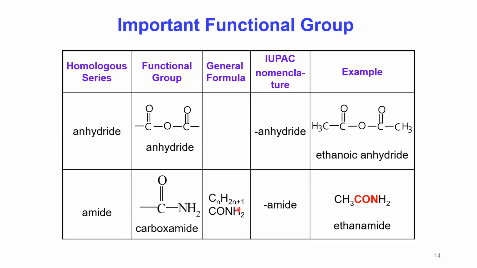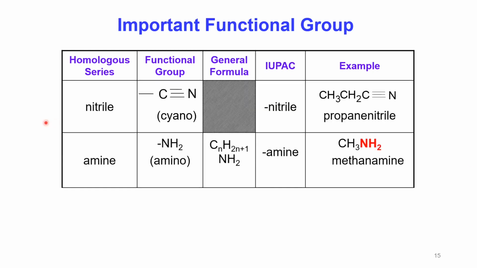Okay, the next one we have amide. The general formula is CnH2n+1CONH2, and the IUPAC nomenclature is amide. The example for amide is CH3, C double bond O NH2. This is the structure for the functional group of carboxamide, and the name of the compound is ethanamide. Next we have nitrile, C triple bond N. The name of the functional group is cyano. There is no general formula for nitrile. The IUPAC nomenclature is nitrile, and the example is propanenitrile, CH3, CH2, C triple bond N. With 3 carbon atoms, it is propanenitrile.